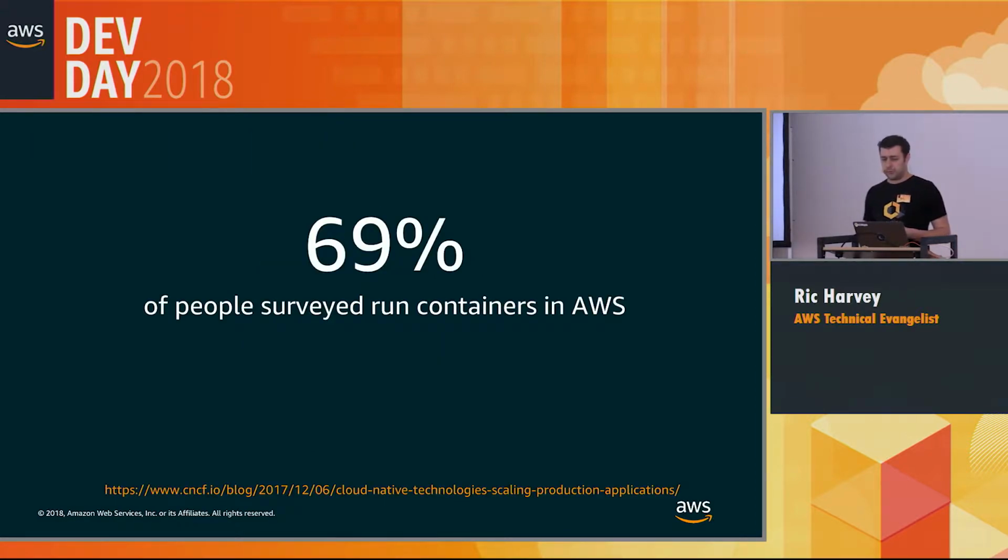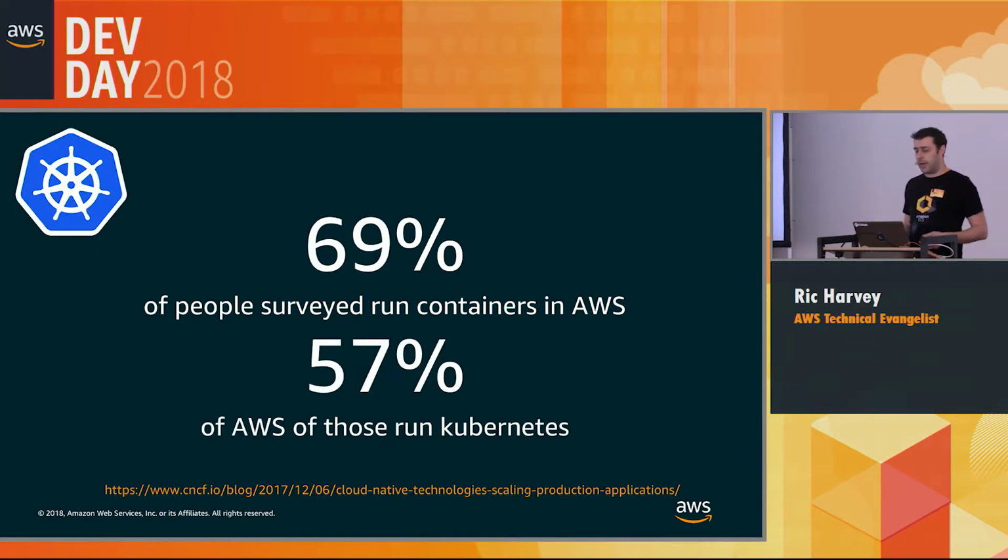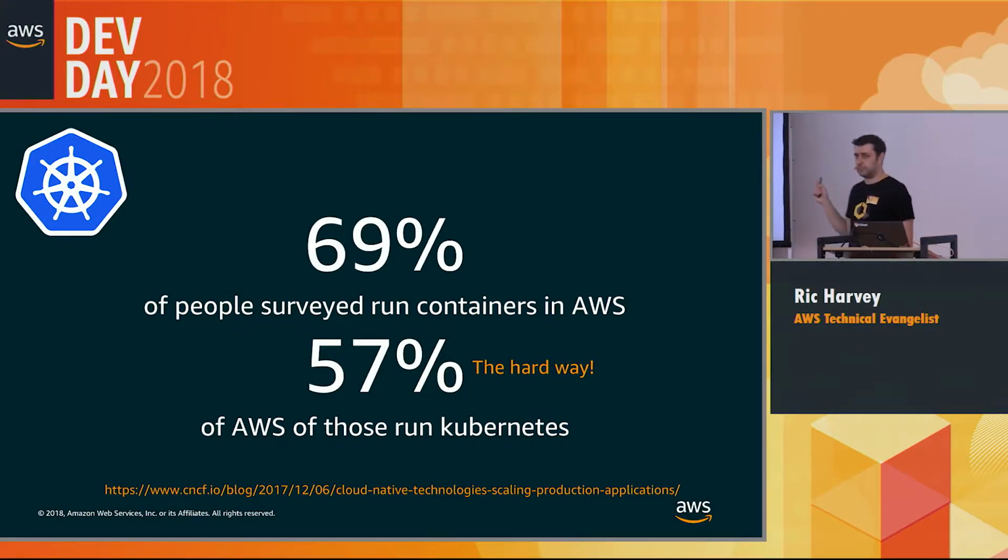This came about because the CNCF did a survey, and they found out that 69% of people running containers that they surveyed were running containers on AWS. And of that, 57% of those were running Kubernetes, and they were doing it the hard way.